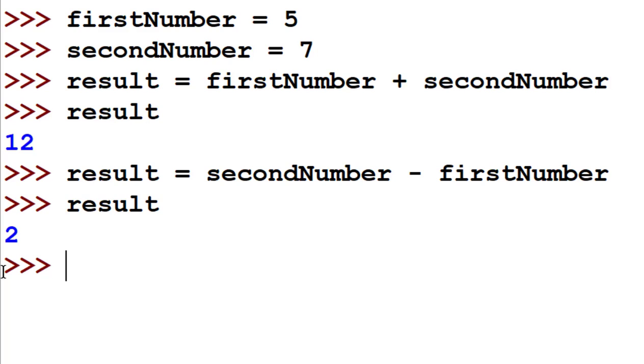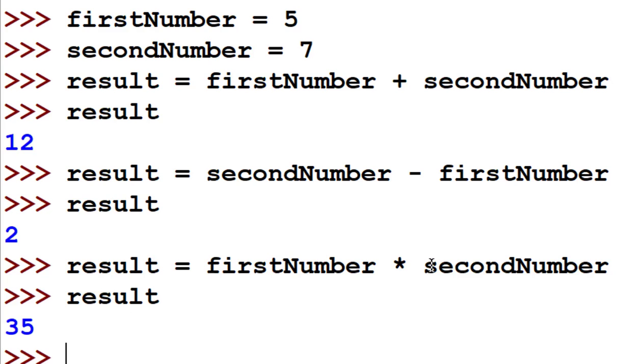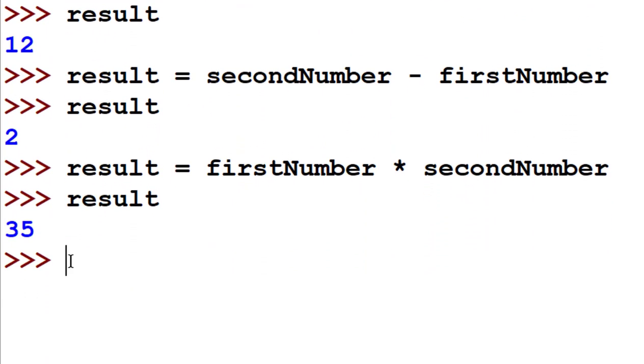There are other mathematical operators, such as multiplication. Let's experiment with multiplication. And in this case, let's multiply the first variable by the second variable. So first number. And in this case, times will be using this sign here. This is the sign for multiplication in Python. First number times the second number. And our result will be 35 in this case.